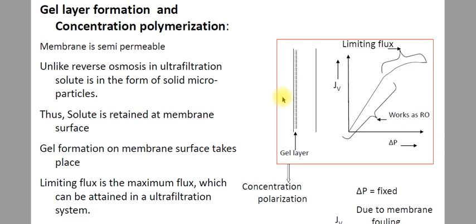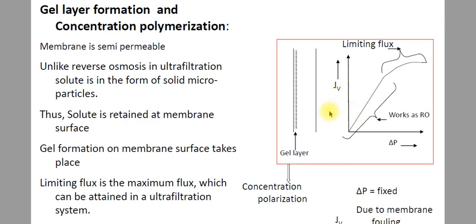But in the ultrafiltration membrane, because you are separating solid microorganisms or solid particles, the solid particles start to concentrate and deposit at the surface of the membrane. So it makes a gel type layer. So it is different from the concentration polarization which we studied in reverse osmosis. So what is the consequence of this? Due to this you cannot increase the flux beyond a certain level in the ultrafiltration membrane.